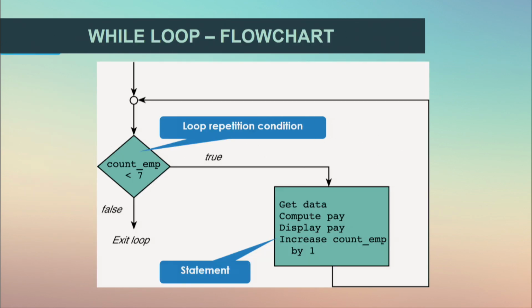So, in this particular example, we can say that the number of employees is the control variable which controls the iterations. Here you can see this is the control variable, which is responsible for checking the condition, and if the condition becomes true, the set of statements inside the loop will be executed. If it is false, the loop will be terminated. So, we can say that count underscore EMP is the control variable of this particular while loop.